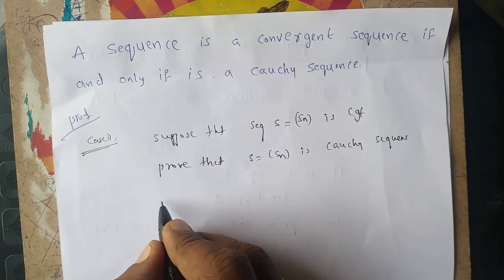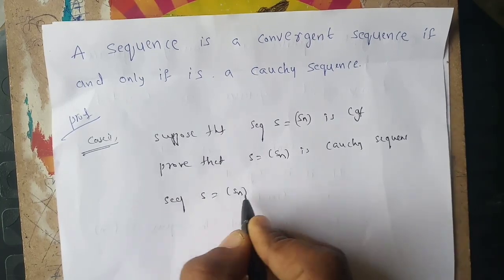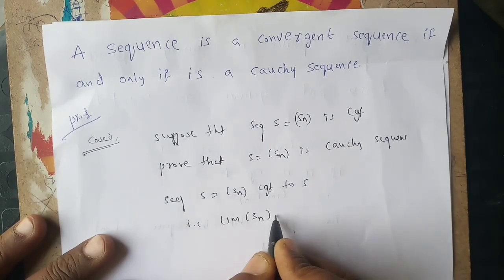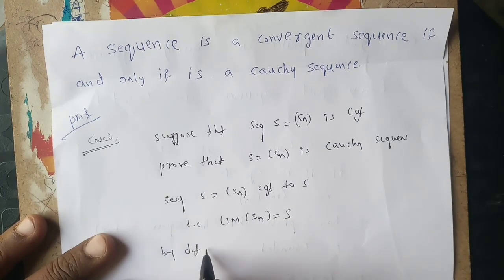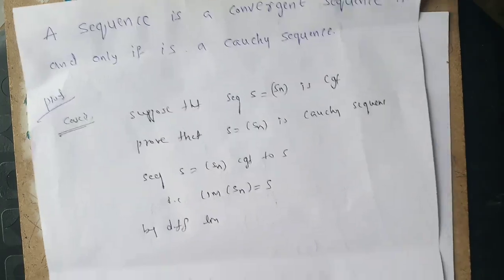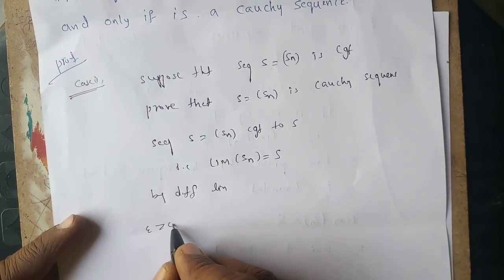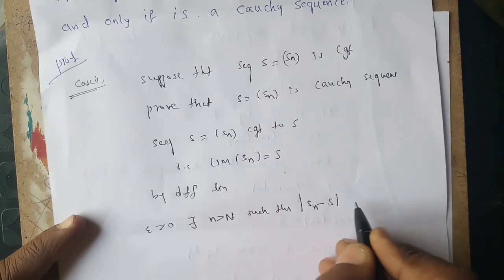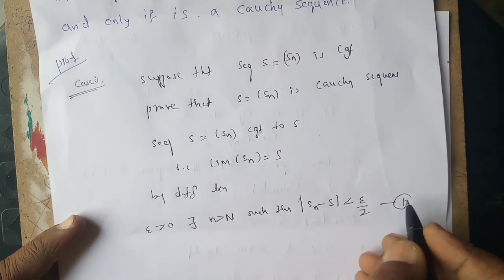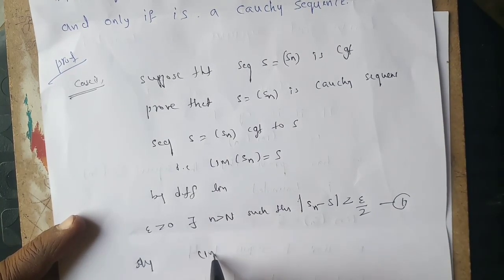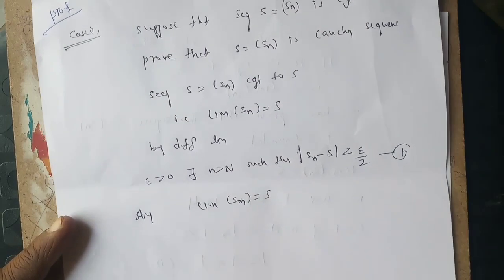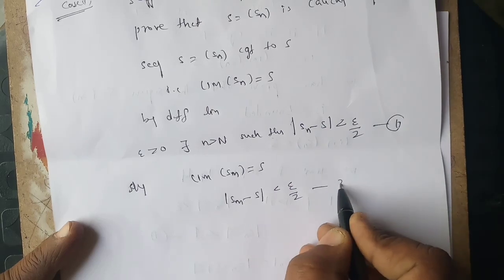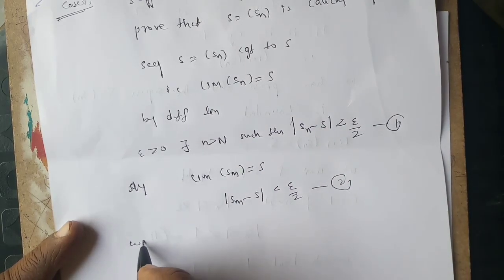So we know that sequence Sn converges to S. That means limit Sn is equal to S. By the definition of limit, for epsilon greater than 0, there exists n greater than N such that mod Sn minus S is less than epsilon by 2. This is equation 1. Similarly, limit Sm is equal to S, we write mod Sm minus S less than epsilon by 2. This is equation 2.